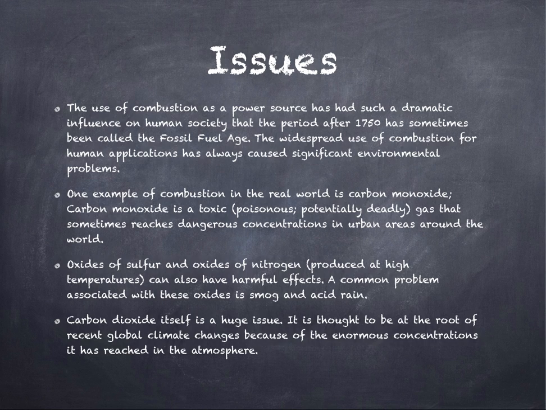Oxides of sulfur and oxides of nitrogen produced at high temperatures can also have harmful effects. A common problem associated with these oxides is smog and acid rain. Carbon dioxide itself is a huge issue. It is thought to be at the root of recent global climate changes because of the enormous concentrations it has reached in the atmosphere.